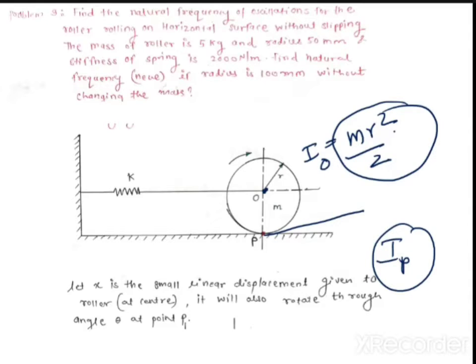In the last cases, I used IO equal to mr squared by 2 because the center displacement was at O. But now you have to calculate IP first of all. And how will you calculate IP? By using the parallel axis theorem. Okay, so that is the next point. First of all, translational motion.